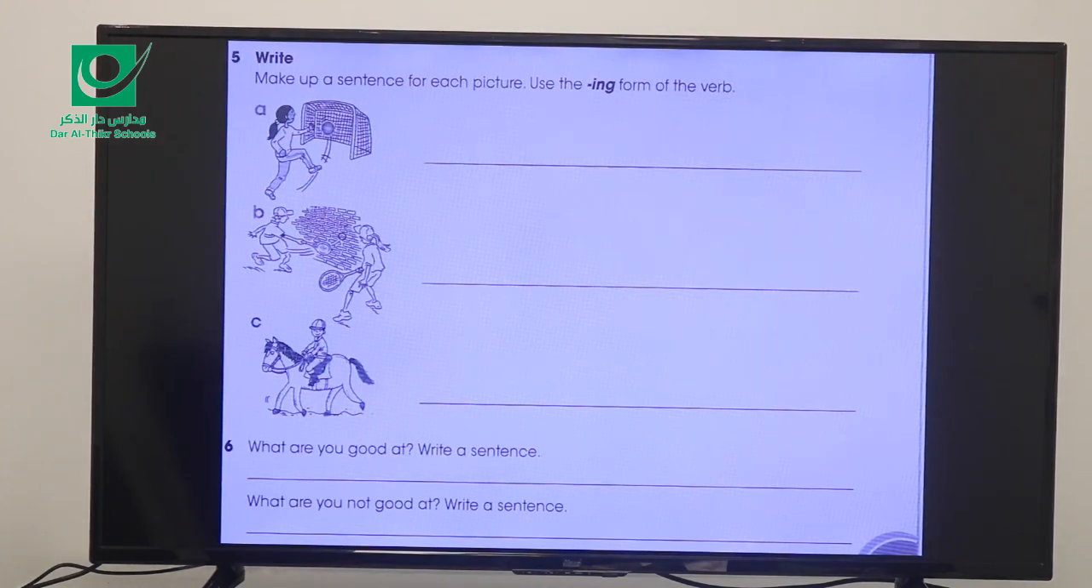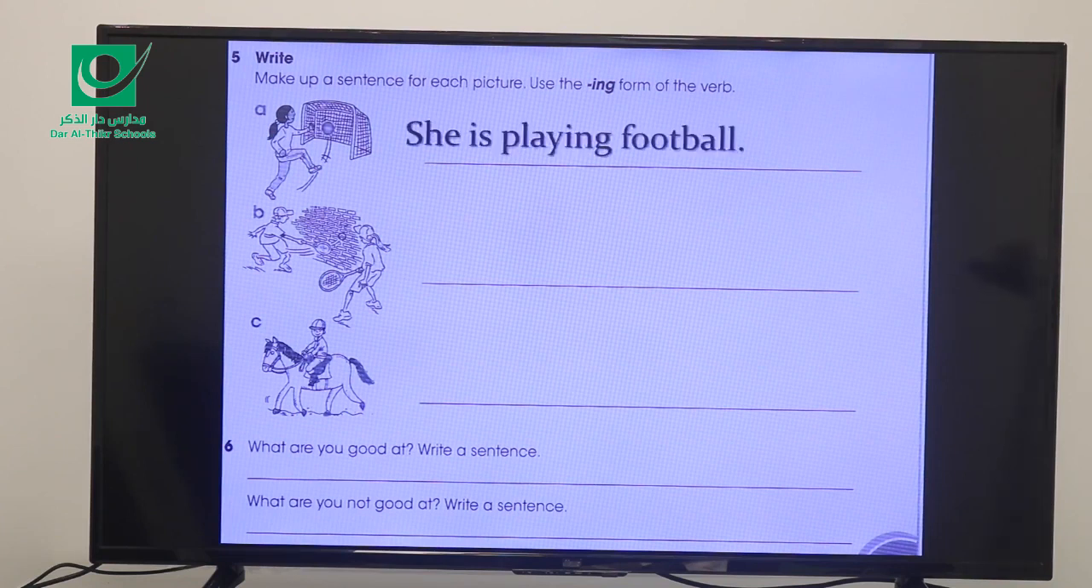Yes, and in number 5, students, make up a sentence for each picture. Use the ing form of the verb. You know, of course, I will show you some sentences, but they are not the only correct ones. You can write as many correct sentences as you can. Number 1, again, students, please try to write your own answers before you look at the screen. We can say that the first one, she is playing football. You can say she is scoring a goal, etc.